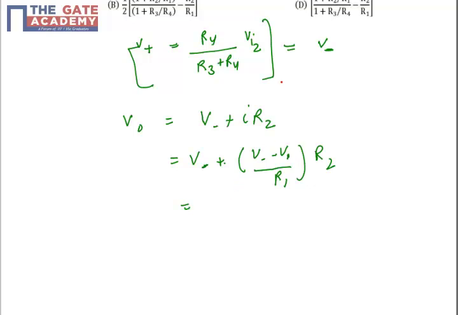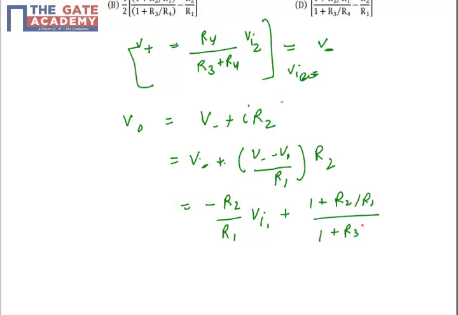Just make some calculation and separate the V minus and VI1 terms. You know the relationship between V minus and VI2, that V minus is nothing but R4 upon (R3 plus R4) times VI2. So let's put the value of V minus here and separate the VI1 and VI2 terms, and you will get the expression as V0 equals minus R2 by R1 times VI1 plus (1 plus R2 by R1) upon (1 plus R3 by R4) times VI2.